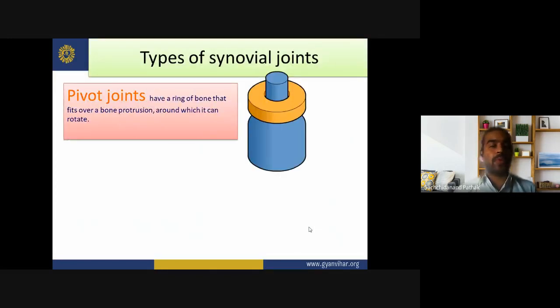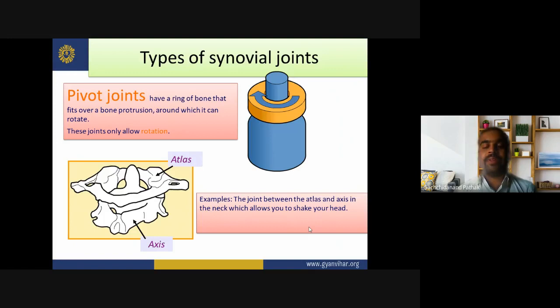Another example is the pivot joint. Pivot joints have a ring of bone that fits over a bone protrusion around which it can be rotated. So pivot joints are those joints that have a ring type of structure, and they fit over a bone protrusion. Protrusions are the parts of the bone that stick out. The ring type of structure fits onto that, and it can rotate. So that is the pivot joint, and these joints only allow rotation.